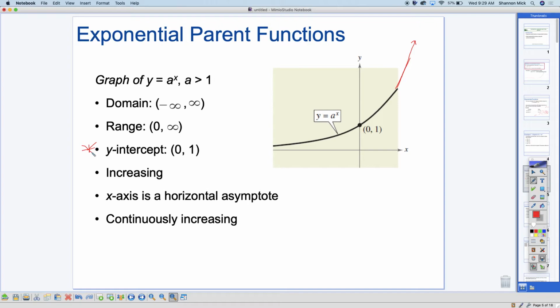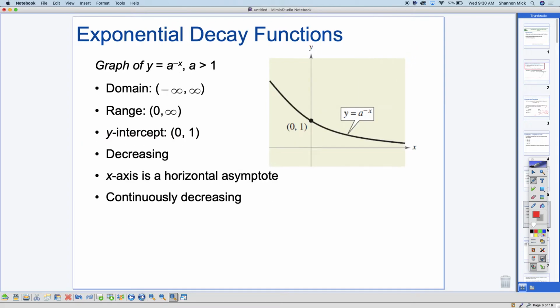So you can draw me a quadratic, a cubic. Now you can draw me an exponential. It does what? Increase. Okay, so what did I do here? Decreased. How? This is a decay function. Because it's a negative what? A negative exponent. A negative exponent is going to make my numbers not bigger, but smaller. Again, domain is negative infinity to positive infinity. Range is 0 to positive infinity. The y-intercept is still 0, 1, but it's not increasing, it is decreasing. And the x-axis is still my horizontal asymptote, and it is still continuous.